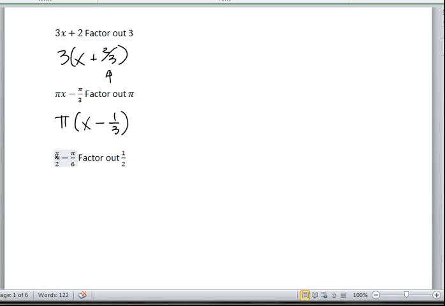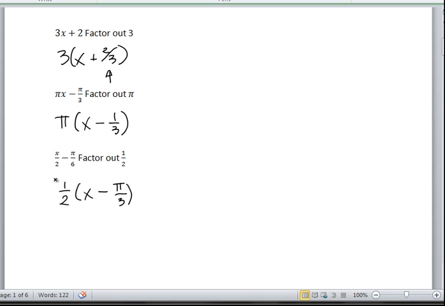If I have x over 2 minus pi over 6, I want to factor out the leading 1/2. So 1/2 times x is x over 2. What do I have to factor out from the pi over 6? Well, let's think of it this way. What do I have to multiply 1/2 by to get pi over 6? Well, I definitely need a pi on top, and 2 times 3 is 6. So when I factor out the 1/2 from x over 2 minus pi over 6, that's just 1/2 times the quantity of x minus pi over 3.